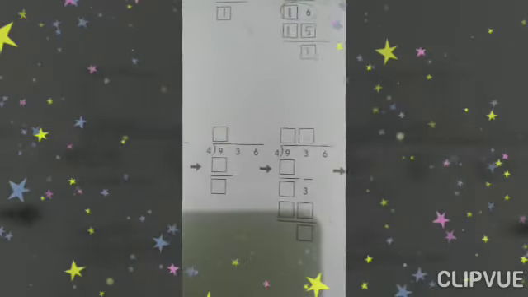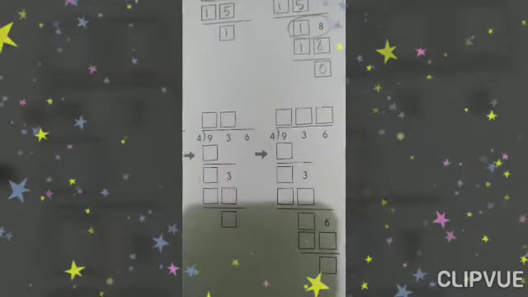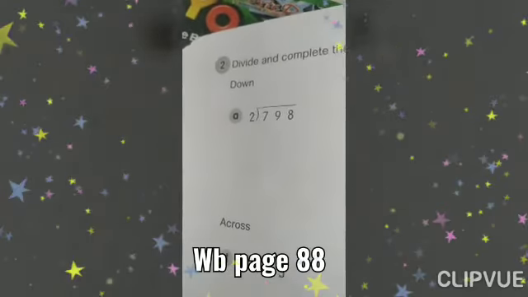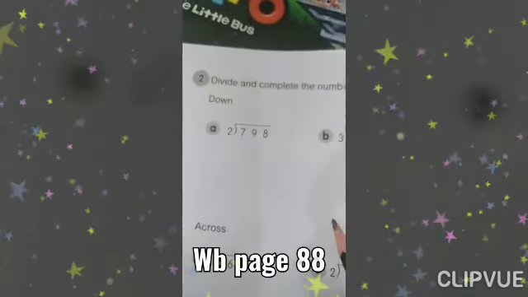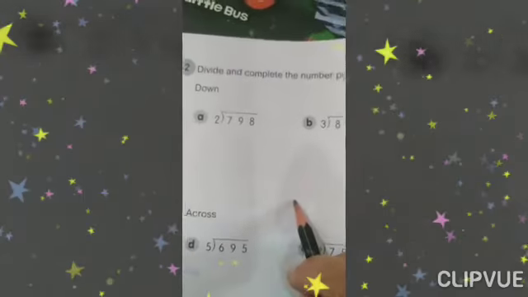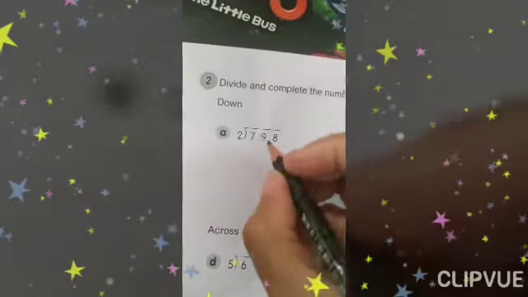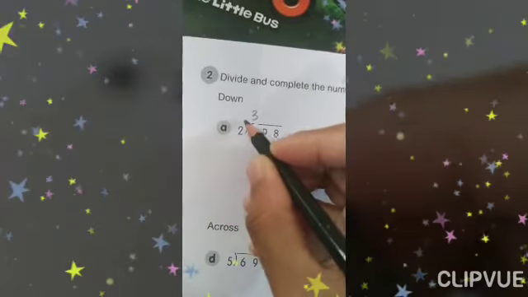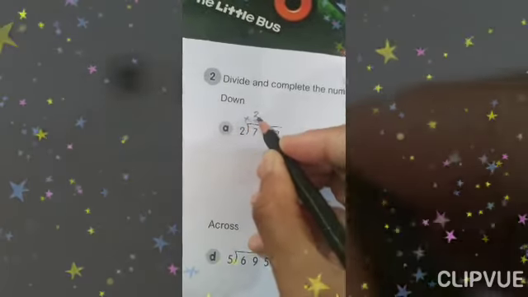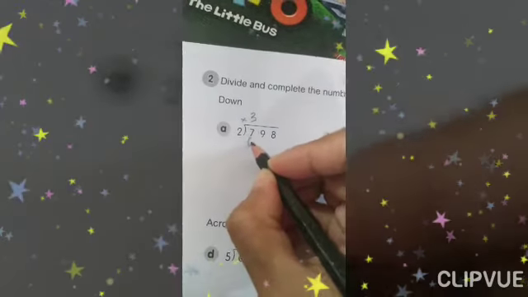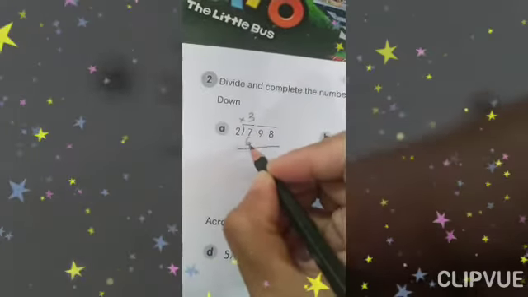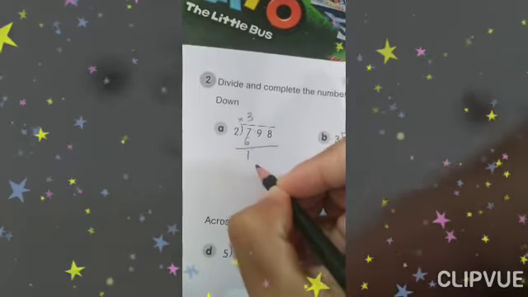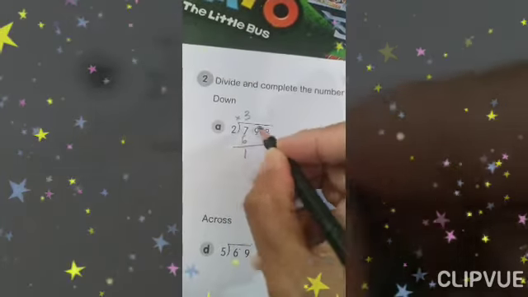Good job. Next, for point B, you can try by yourself. Okay. Next, in page 88, number 2, divide and complete the number puzzle. For down, point A, 7 divide 2 equals 3. We check 2 times 3 equals 6. And then we subtract. 7 minus 6, 1. And then you can write 9 here.